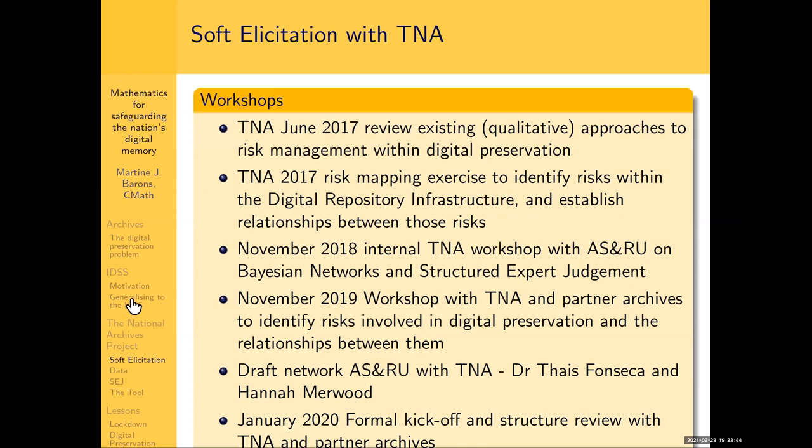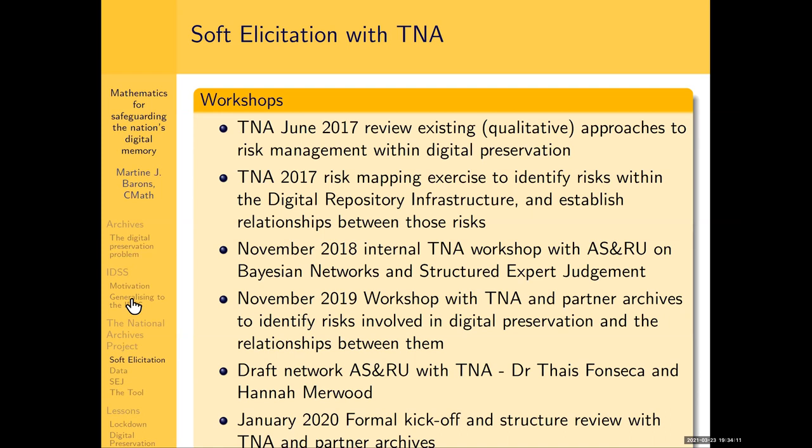So we did settle on a Bayesian network framework for this. That seemed to be the most obvious modeling choice, and they were very much on board with that. A couple of them, fortunately, were mathematicians, at least had got a maths degree, and so although they're working in archives now, they had an appreciation of Bayesian networks, and we got in touch via the Turing, actually. So that was very, very strategic.